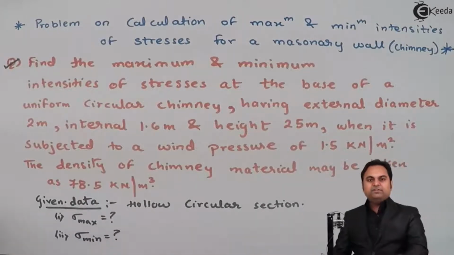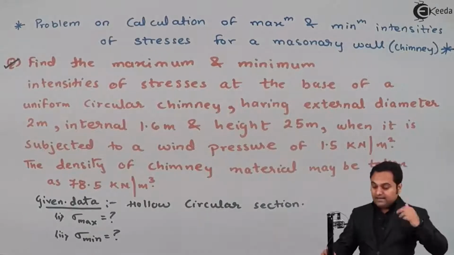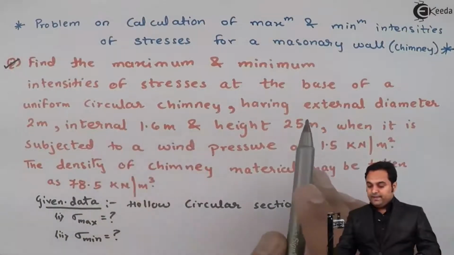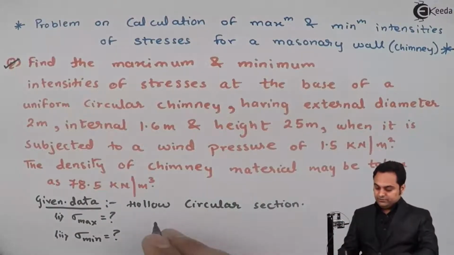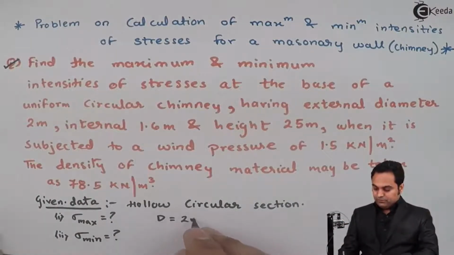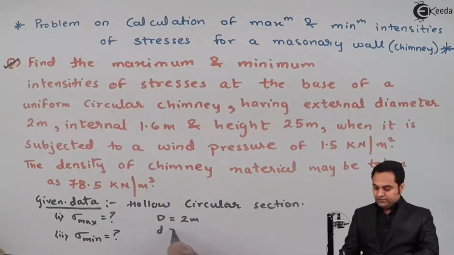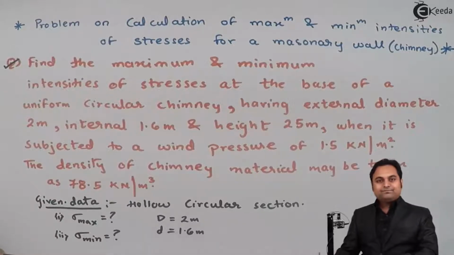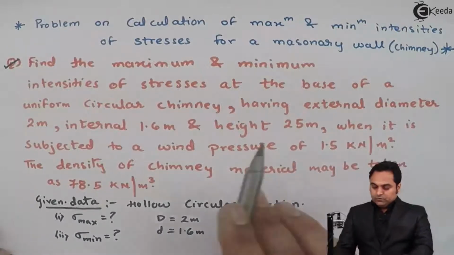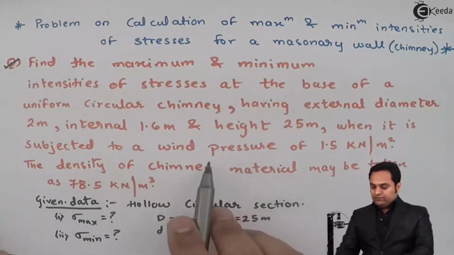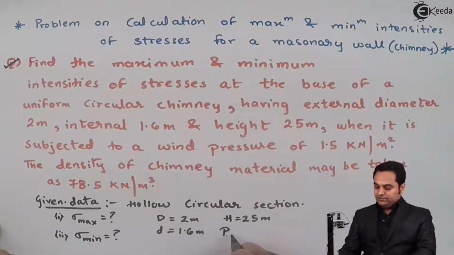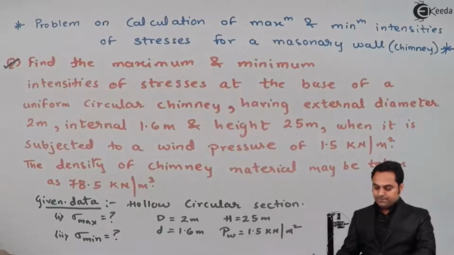That is, the maximum and minimum intensities of stresses at the base of a uniform circular chimney having external diameter as 2 meter. So I'll denote it as capital D, 2 meter. Internal diameter is small d, 1.6 meter, and height 25 meter. When it is subjected to a wind pressure, which I'll denote as P suffix W, of 1.5 kilonewton per meter square.